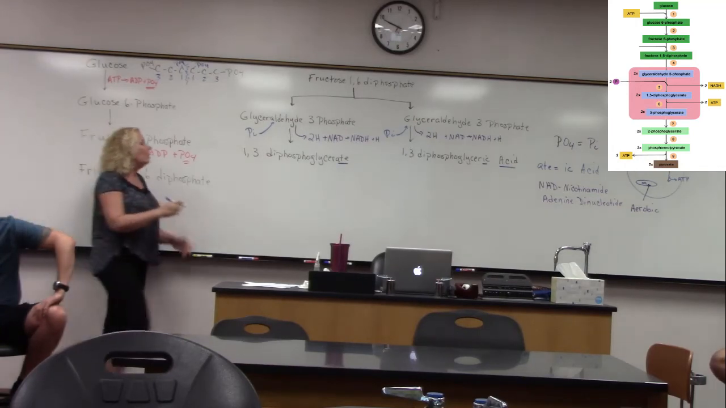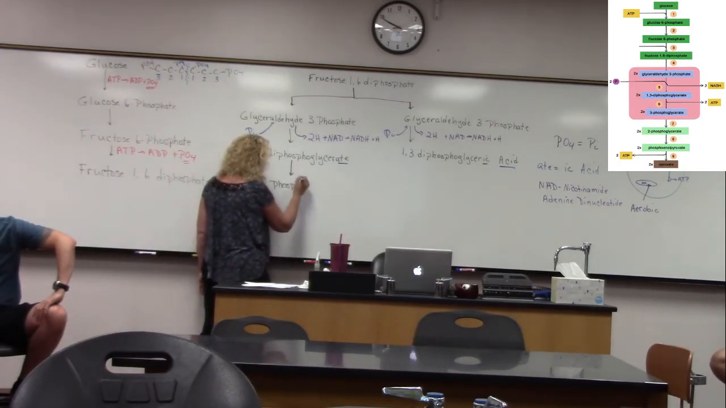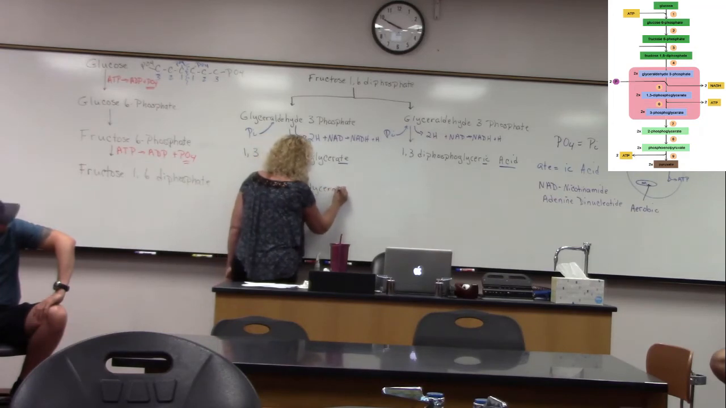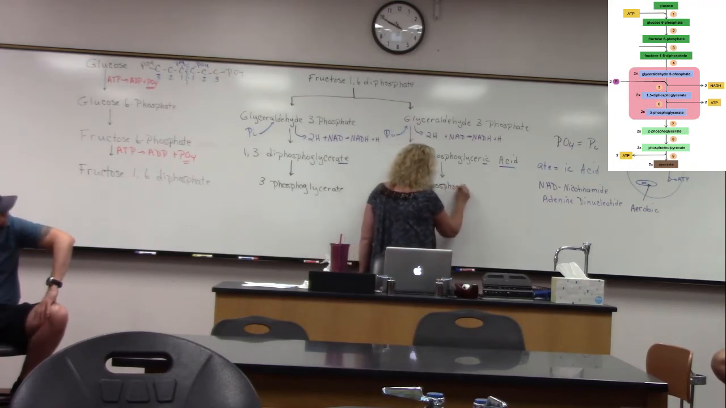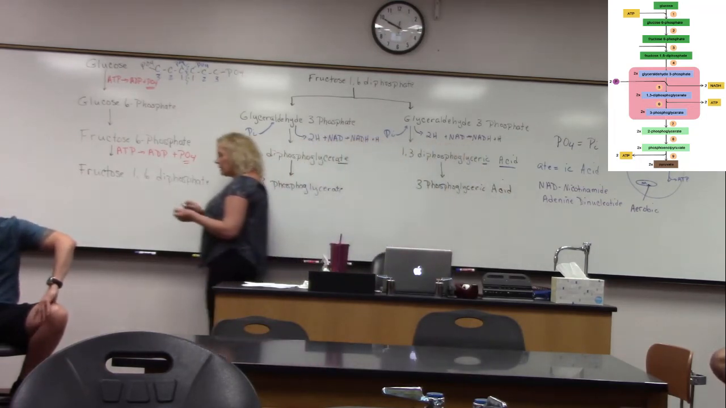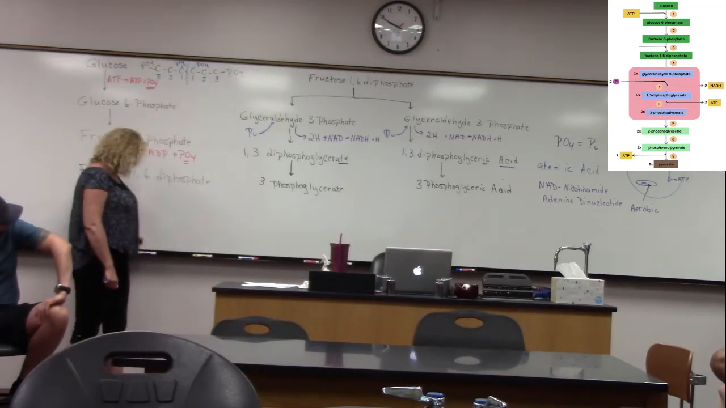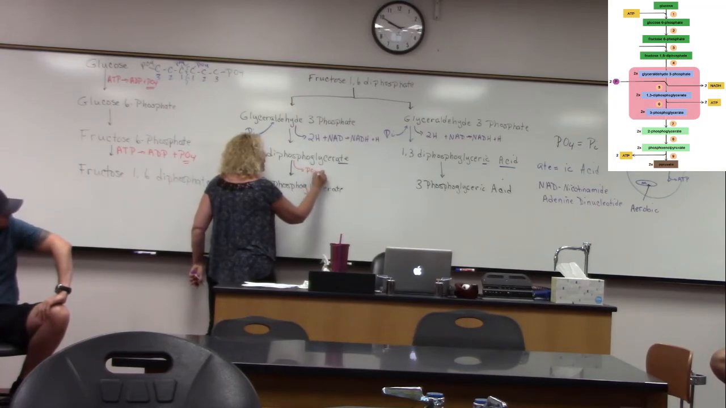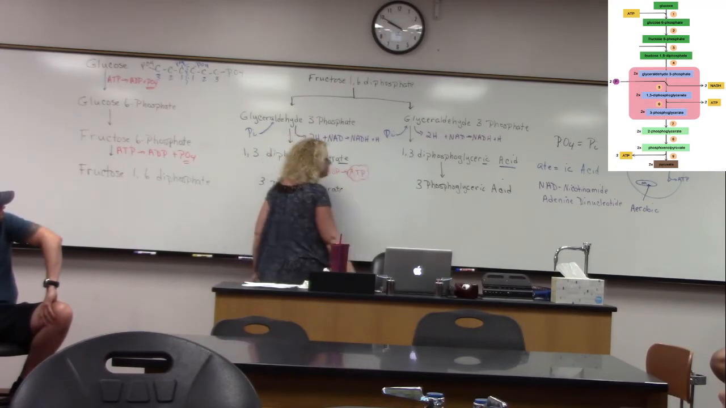In the next step, we're going to form 3-phosphoglycerate, or we can also call this 3-phosphoglyceric acid. Now what that means here is that we have taken one of the phosphates off of carbon number one, and we're going to add this phosphate. So we've taken a phosphate off, and we're going to add it to ADP, and we'll make our very first ATP molecule, finally.